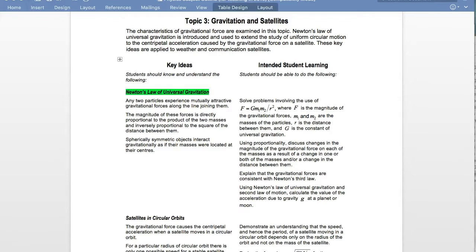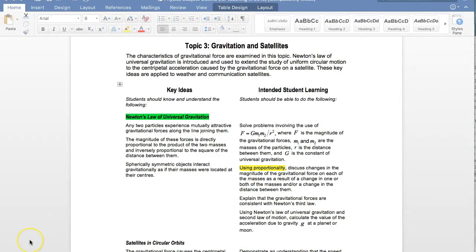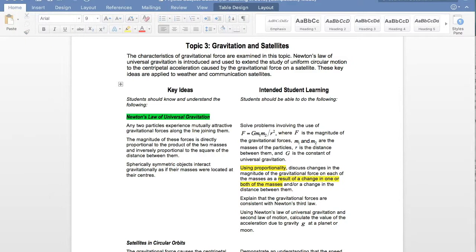Newton's law of universal gravitation simply says that there is a mutually attractive force between two particles. The magnitude of this force can be determined using two proportionalities. This magnitude is directly proportional to the product of the two masses, and inversely proportional to the distance between the centre of the masses. The two proportionalities can be combined into one.